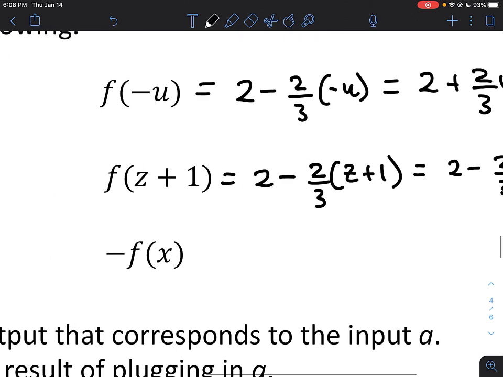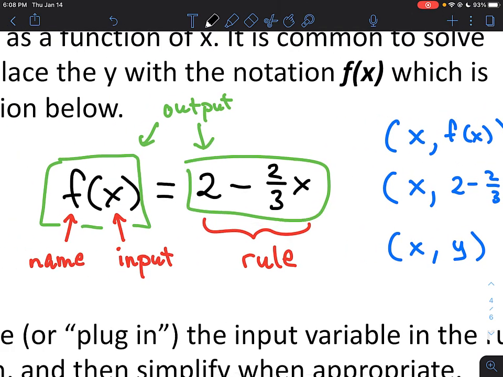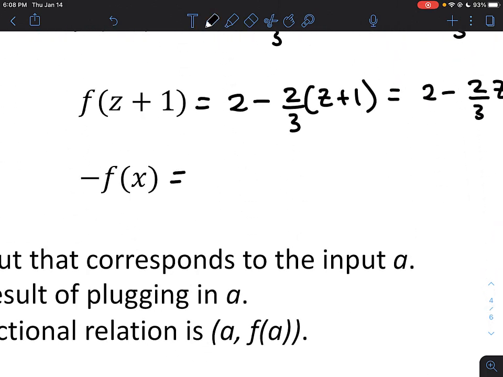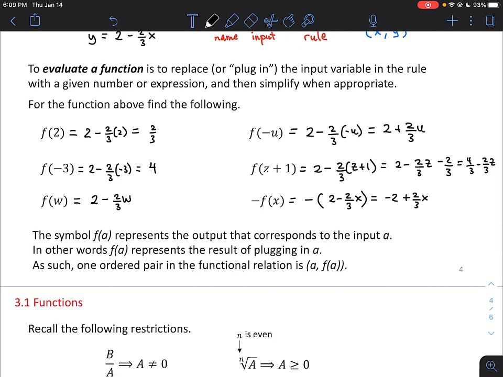And here we have a negative f of x. So f of x, right, is the same thing as just that. But there's going to be a negative in front of all that. So we have the negative, I'm going to put some parentheses and then rewrite what f of x is. f of x is 2 minus 2/3 of x. We just do the negative of the rule. And then if you want to distribute the negative, it would read negative 2 plus 2/3 of x. All right, this is how you evaluate functions. You just replace the input variable with something else.